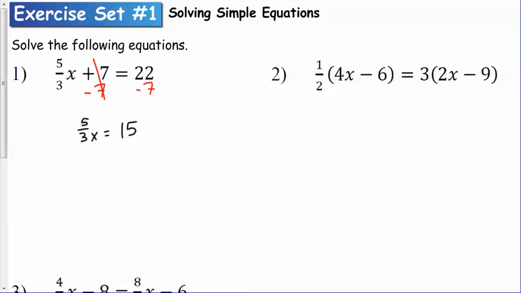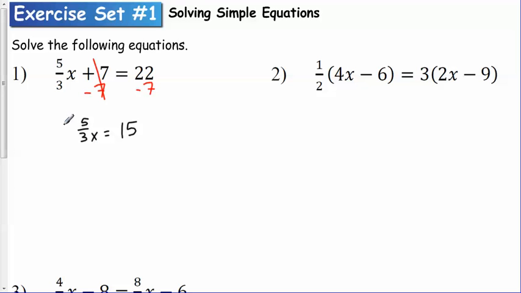Now, before you go ahead and say, well, divide by 5/3, don't do that. When you have a fraction coefficient, understand the concept behind what's going on. When you have 5/3 x, you're really taking 5 times x and then dividing by 3. So when you have a fraction coefficient, don't go to your calculator and divide by the fraction. You may input it wrong, which will give you the wrong answer.